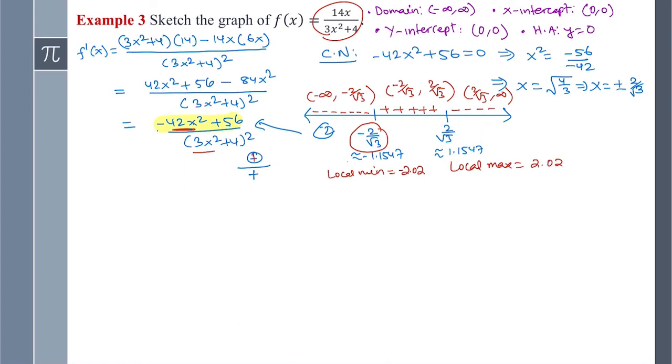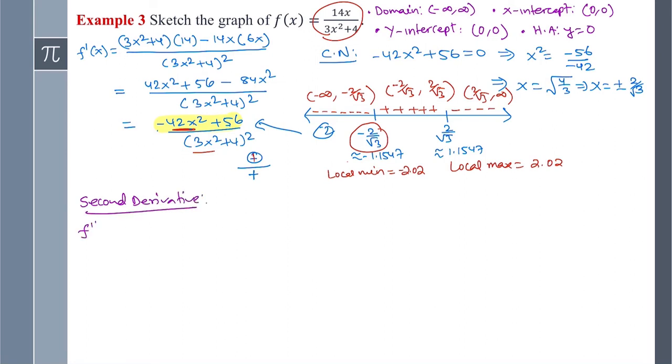So that's all with the first derivative. Now we are going to use the second derivative to figure out the intervals where the function is concave up and concave down. So let's go ahead and find the second derivative of this function.